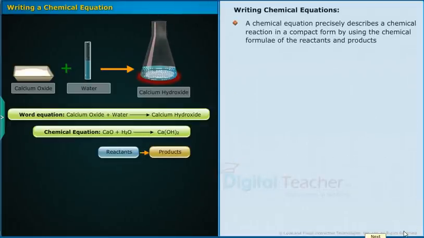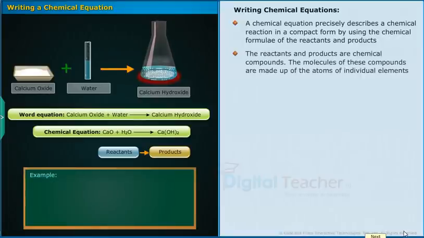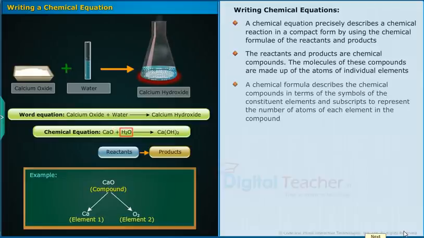A chemical equation precisely describes a chemical reaction in a compact form by using the chemical formulae of the reactants and products. The reactants and products are chemical compounds. The molecules of these compounds are made up of the atoms of individual elements. A chemical formula describes the chemical compounds in terms of the symbols of the constituent elements and subscripts to represent the number of atoms of each element in the compound.